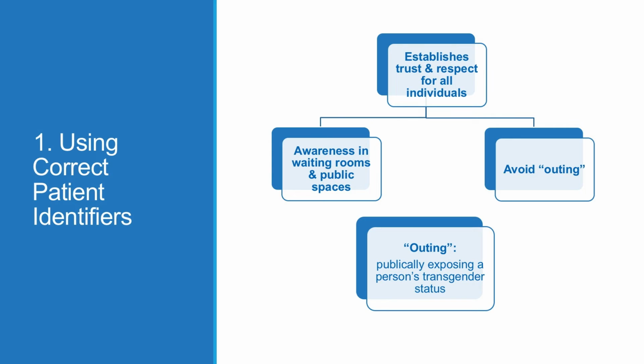Use correct patient identifiers, both in the chart and in person. Being addressed in a way that is congruent with and respectful to who they are is vital for all patients and shows patients that we respect them. For transgender patients, this is of particular importance. Be particularly aware in waiting rooms and public spaces. Addressing a patient incorrectly in public can lead to outing or publicly exposing the person, which can lead to unsafe situations.